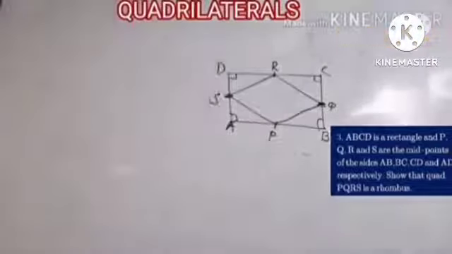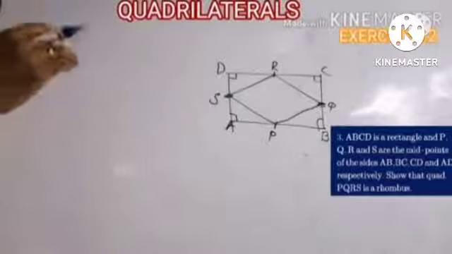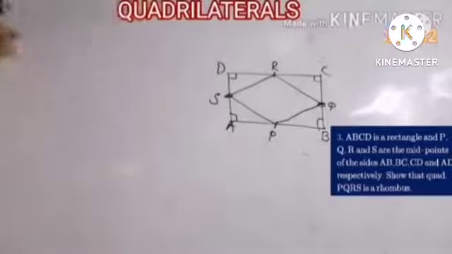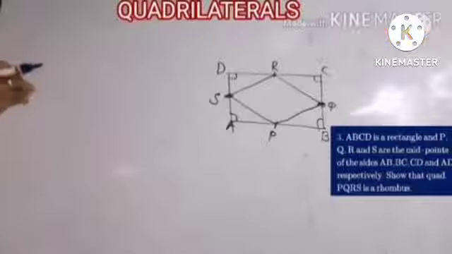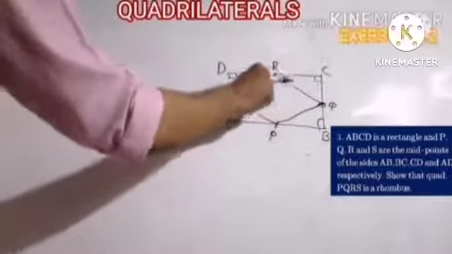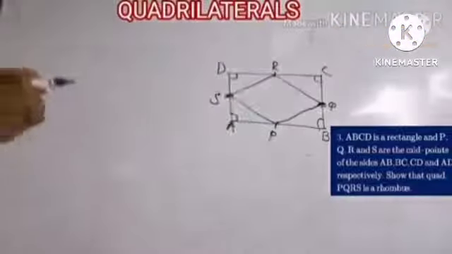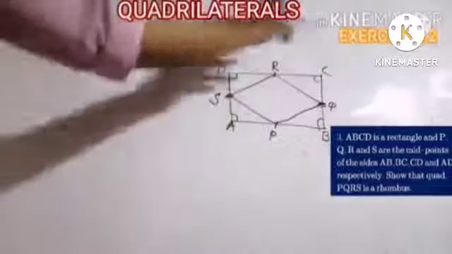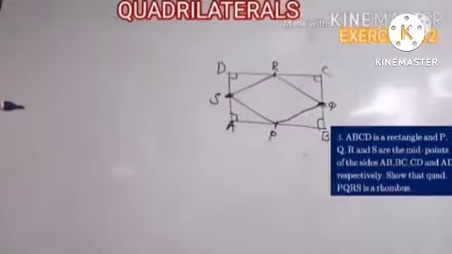Okay, so to be a rhombus, the first requirement is all sides equal. When all sides of a parallelogram or a quadrilateral are equal, then it's a rhombus. So we have to prove PQRS is a rhombus, that is, get PQ equal to QR equal to SR equal to PS. We know the given figure is a rectangle ABCD.